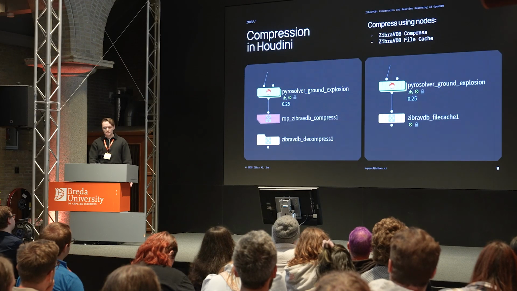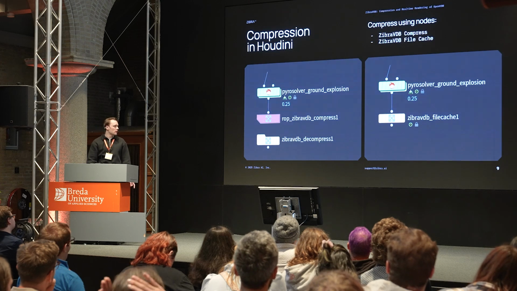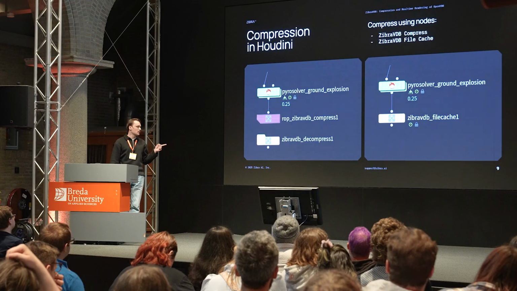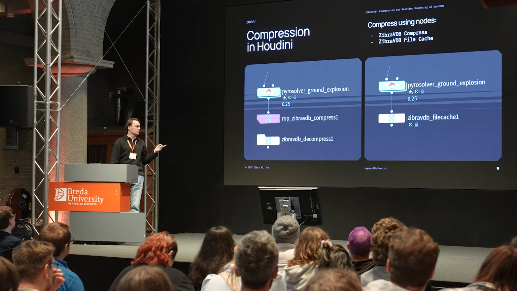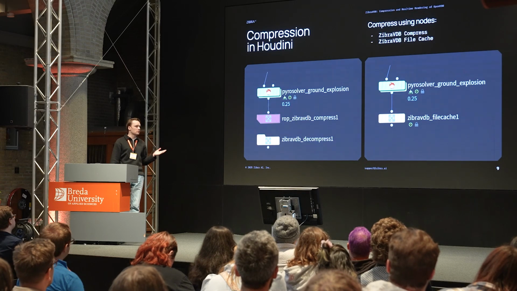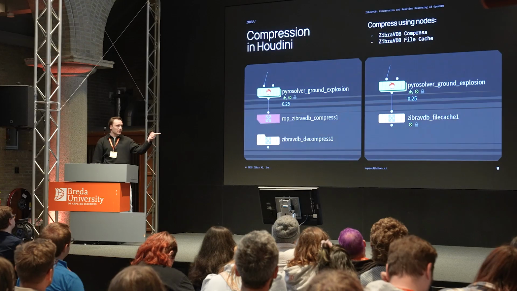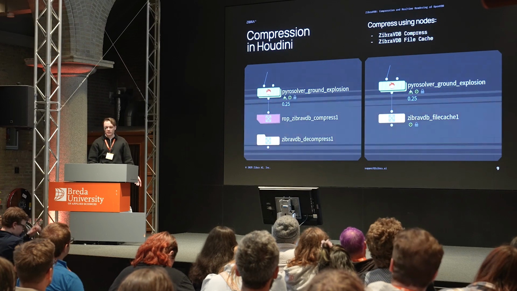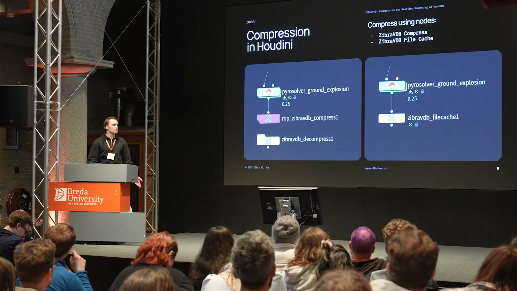And yeah, this is how it works in Houdini. In Houdini, we have 3 nodes. The first one is the compress node. The second is the decompress node. The compress node just saves your sequence into a file. The decompress node reads it back. The ZibraVDB file cache node is just a convenient wrapper for these 2 nodes. So in practice, you only use the ZibraVDB file cache node. It's just more convenient.